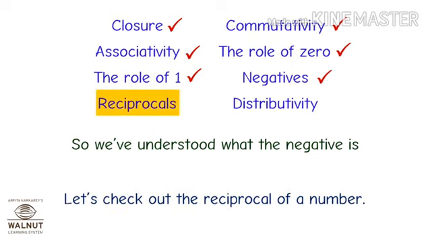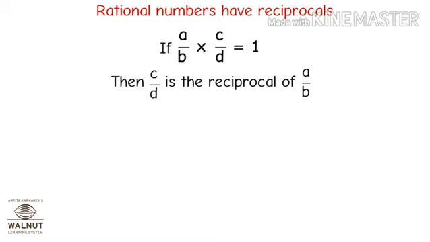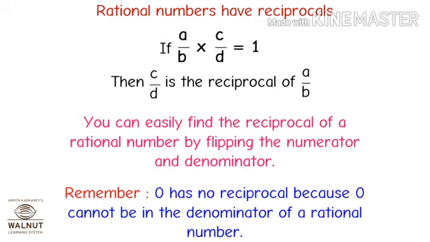Let's check out the reciprocal of a number. Rational numbers have reciprocal. If a upon b multiplied by c upon d is equal to 1, then c upon d is the reciprocal of a upon b. You can easily find the reciprocal of a rational number by flipping the numerator and denominator. Remember, 0 has no reciprocal because 0 cannot be in the denominator of a rational number.